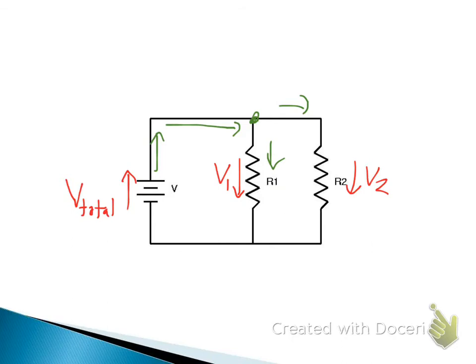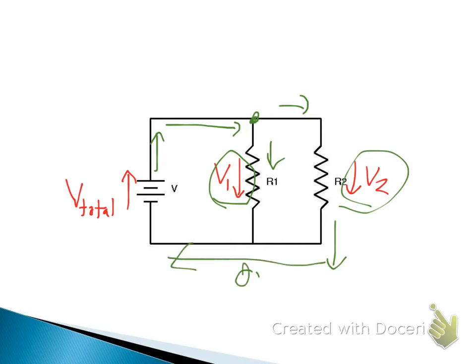So the current splits, but no matter which path you go down, you're still dropping the same total voltage, because when I get to the bottom, I better be at 0 volts before I go back into the battery. So in this case, my total voltage equals voltage 1 equals the voltage over R2.